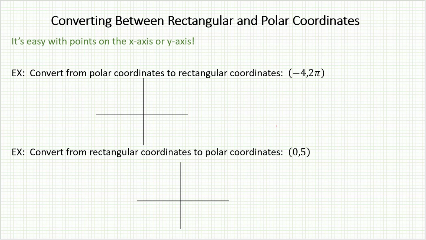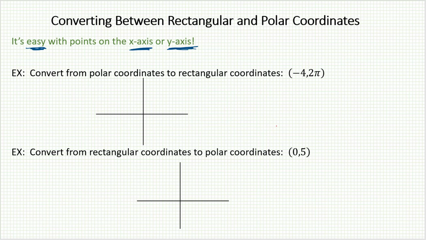Converting between rectangular and polar coordinates. Sometimes we have a point expressed in one form and we want to switch it to the other form. How can we do that? Well, the easy situations are the ones where you've got a point that's either sitting on the x-axis or the y-axis. You don't really need any special formulas or anything because you can quickly visualize what's going on.